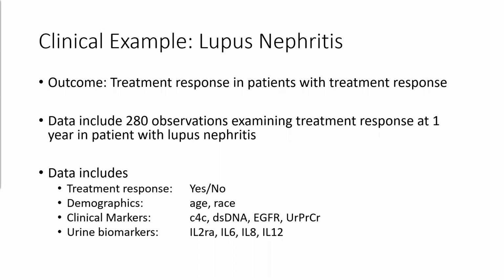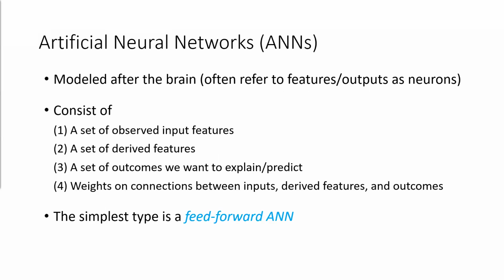Okay, so we're going to launch now into all of the different methods, and we're going to start with artificial neural networks. Artificial neural networks themselves are modeled after the brain, and the only reason I point this out is because the features and the outputs are often referred to as neurons. But the typical neural network consists of the list of things shown here. We have our set of observed input features, which would be our predictors. So the last slide with the lupus nephritis, that's the clinical predictors, the demographic variables, the inflammatory cytokines. We then have a set of derived features.